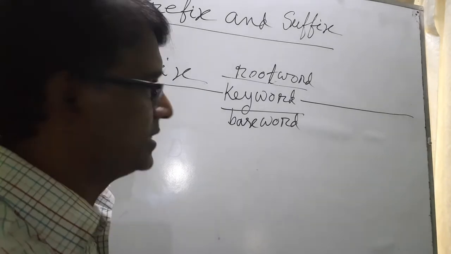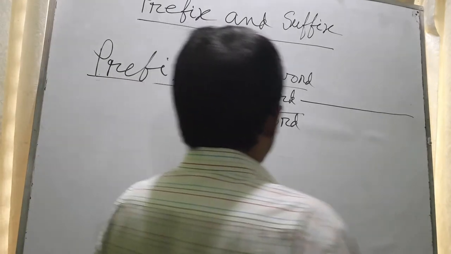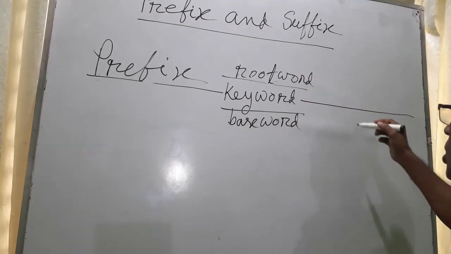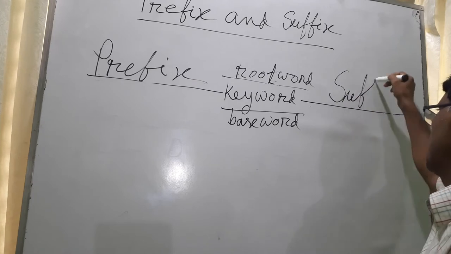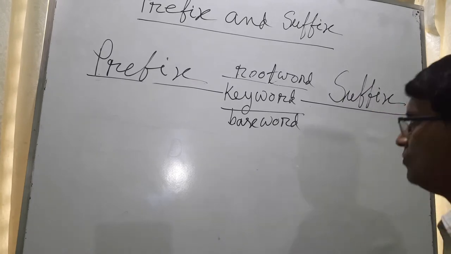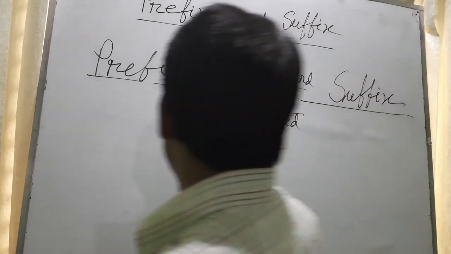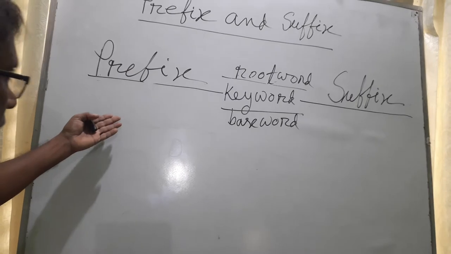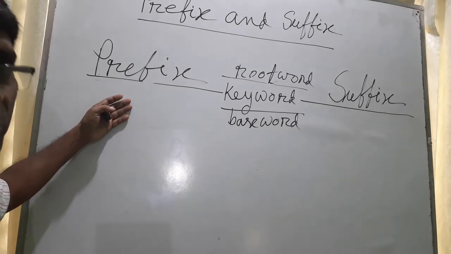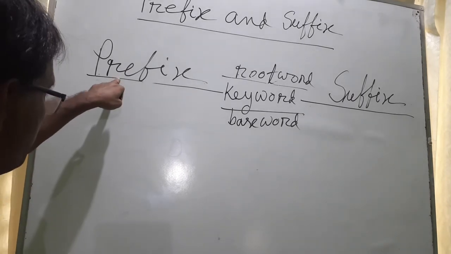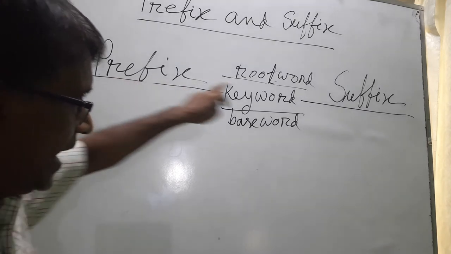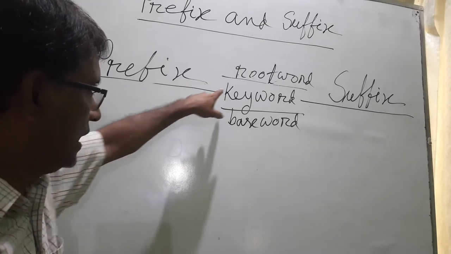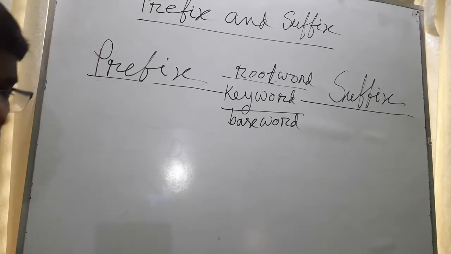And when one or more than one letter or letters are added at the end of the root word or keyword or base word, they are called suffix. Suffix. Okay. Now we have already known the position of prefix and suffix with the root word or keyword or base word.